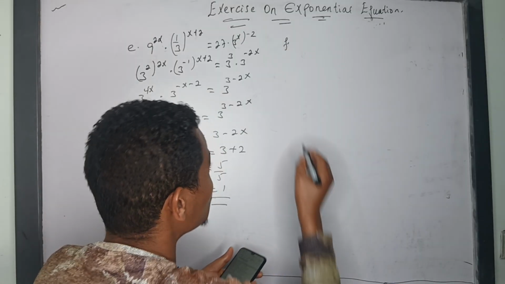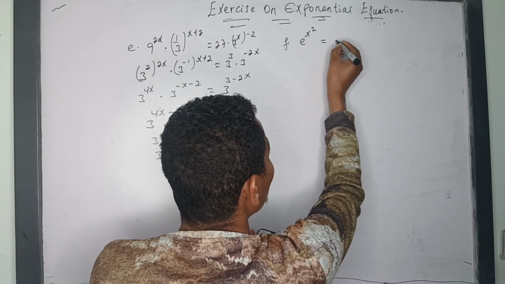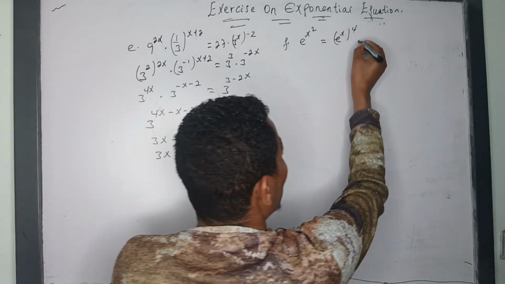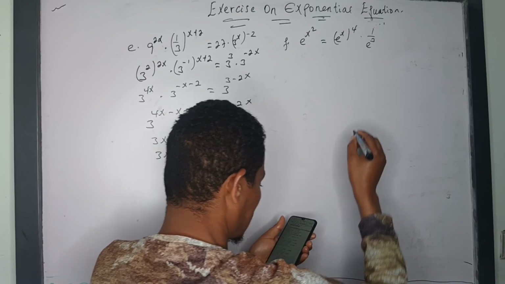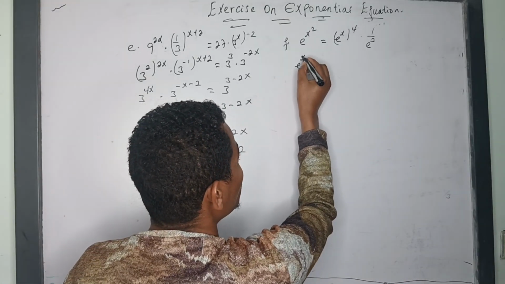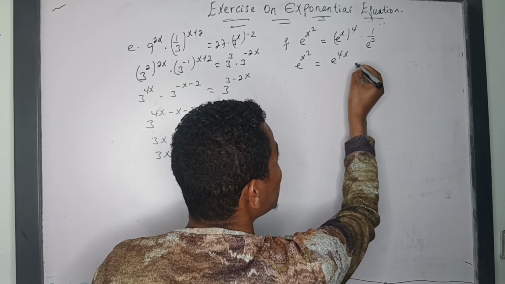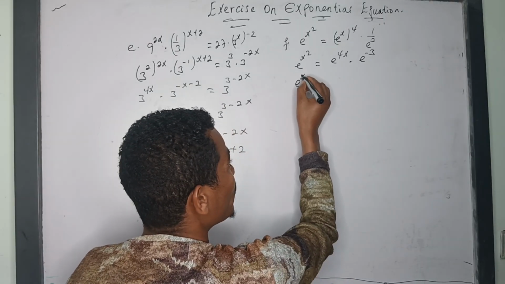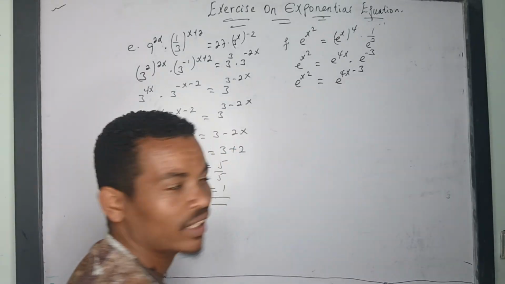e the power of x square is equal to e the power of x the power of 4 times 1 over e cube, e the power of 3, 1 over e the power of 3. So what do we do? e the power of x square is equal to e the power of 4 times x, which is 4x, times e the power of minus 3. e the power of x square is equal to e the power of 4x minus 3.